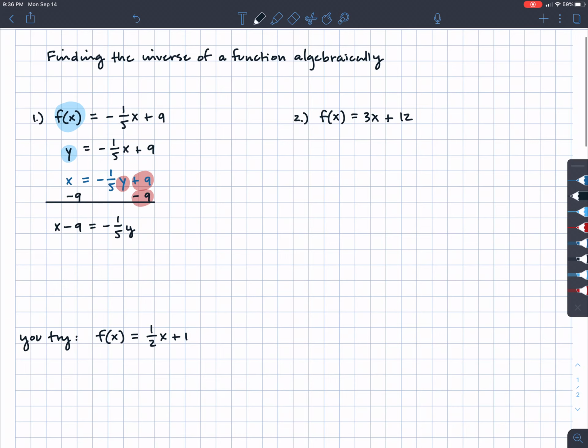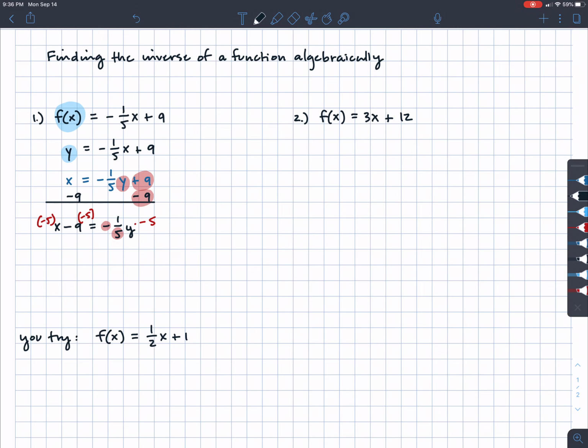All right. So now I still need to get y by itself. And right now, y is being divided by negative 5. So to do the opposite, I'm going to multiply each term by negative 5. So x is going to get multiplied by negative 5, and negative 9 is going to get multiplied by negative 5.